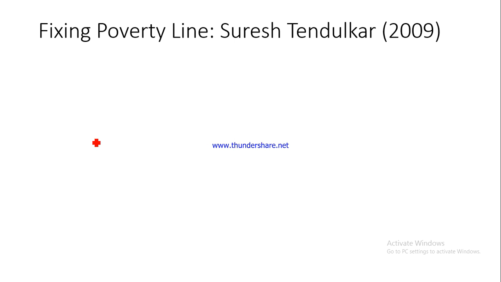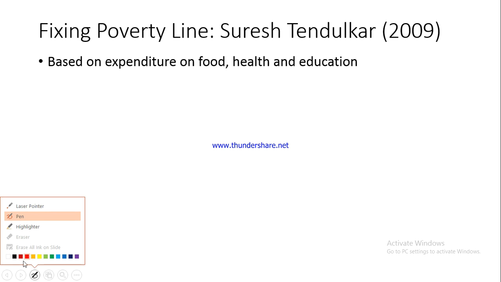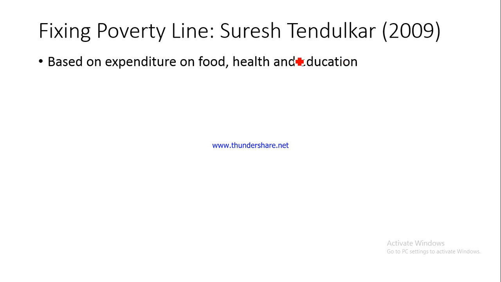Then another approach came around 2009, which gained a lot of prominence, and this particular approach was developed by Suresh Tendulkar, another academician economist, who came up with this new approach wherein he took up the expenditure on food, but he also took up the expenditure on health and education. So he probably would have learned from the criticisms of Dandekar and Rath and that of the Planning Commission approach, and he came up with another approach wherein health and education expenditure was also considered.